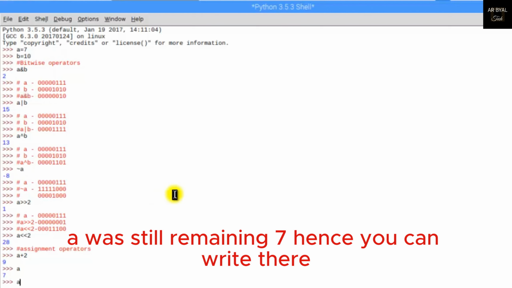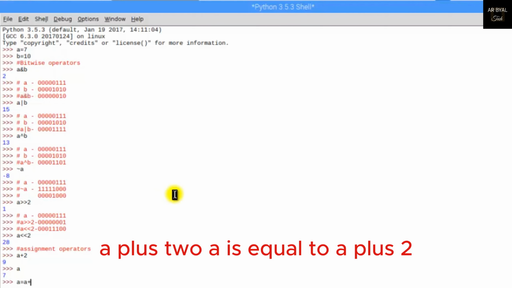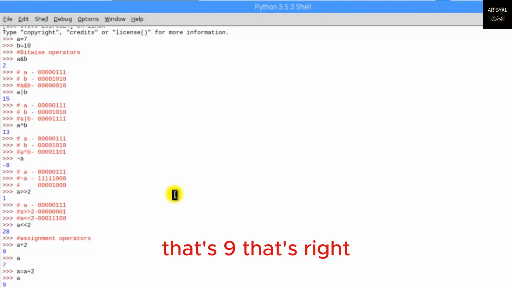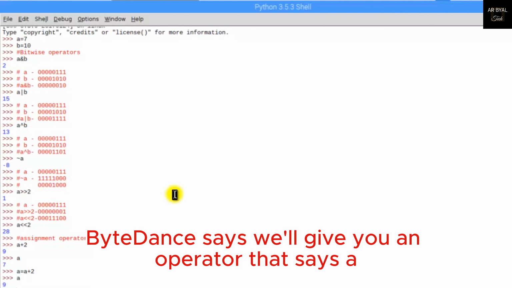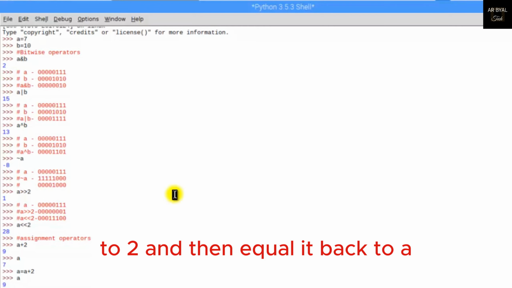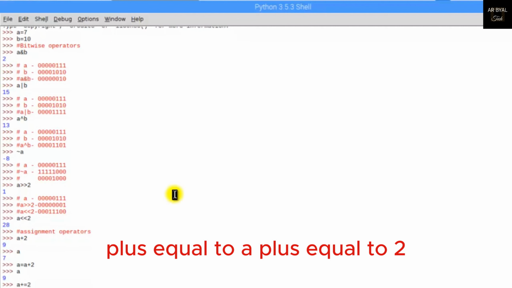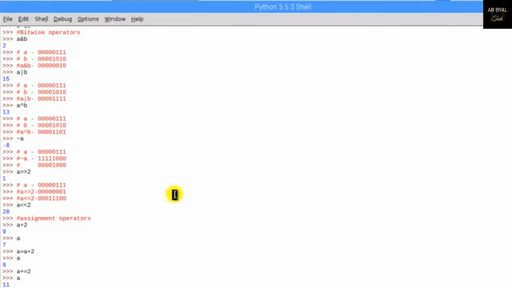Hence, you can actually write something like this: a is equal to a plus 2. Now, if I say what is a, that's 9. That's right. But instead of writing this, Python gives you an operator for what you want to do: add 2 to a and then assign it back to a. You can write something like this: a plus equal to 2, and a was currently 9. It will become 11. Correct?